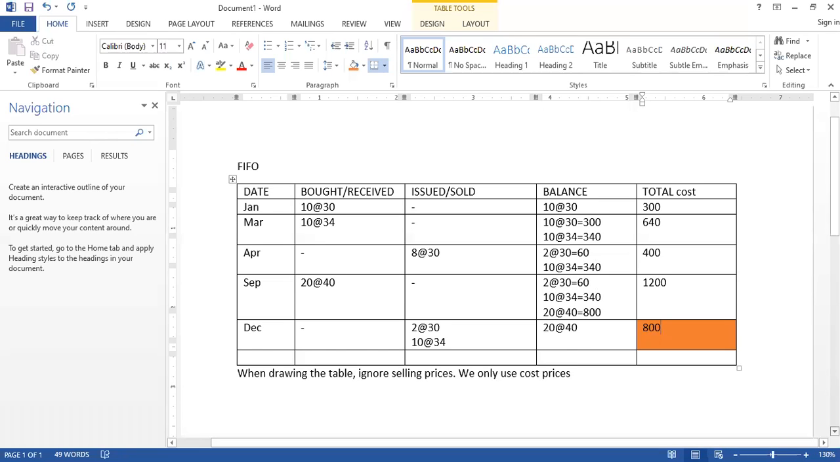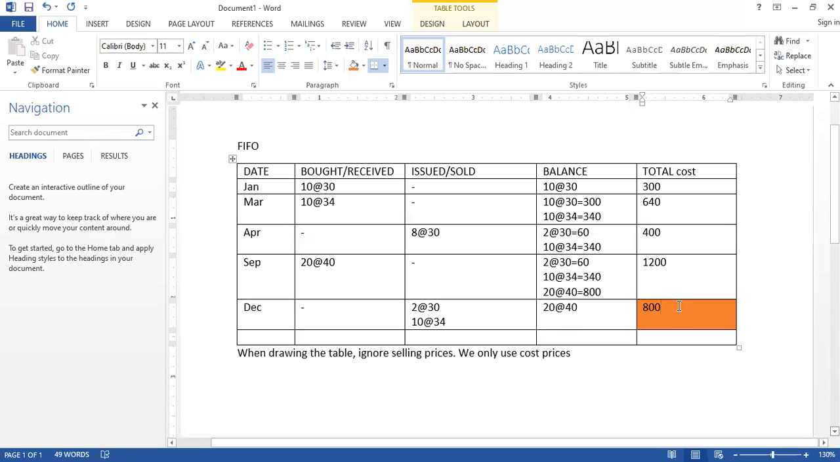So when you're asked to calculate your closing inventory using your FIFO, this is how you calculate it. And now our closing inventory is 800. Do we have any questions before we move on to the next method?